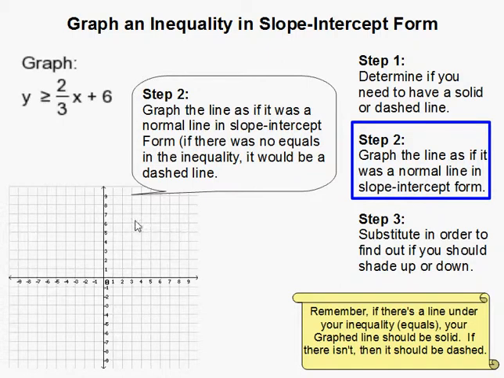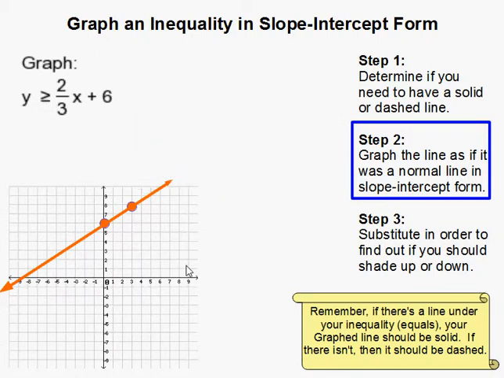In our example, there is no dash, so we just draw a straight line. Alright, so I'm doing the y-intercept at 6 right here, and then my rise over run, right? So it's going to run over 3, up 2. I have my 2 points, so I drew my line. And it's solid because there's a line underneath my inequality.